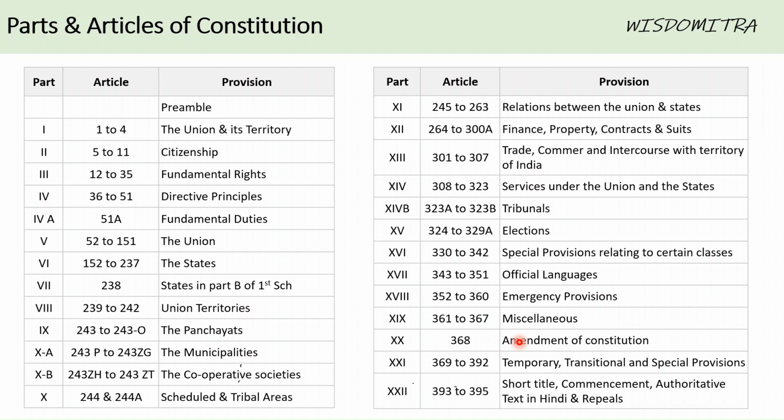Similarly, articles 352 to 360, emergency provisions, really important articles. They talk about what is national emergency, what is state emergency, that is presidential rule, method of establishment of an emergency, and so on and so forth. Similarly, Article 368 about amendment of constitution is also really important. It describes how amendment should be done.